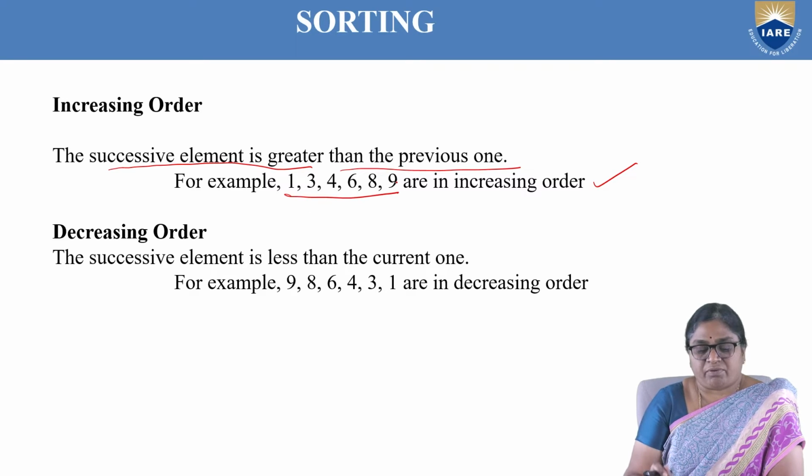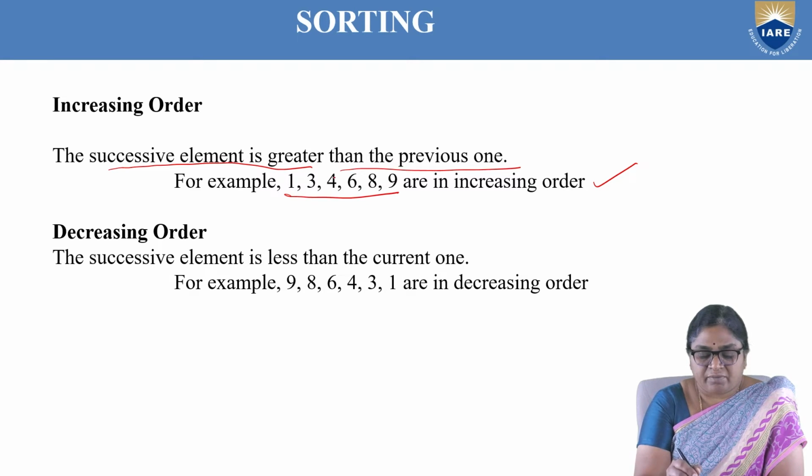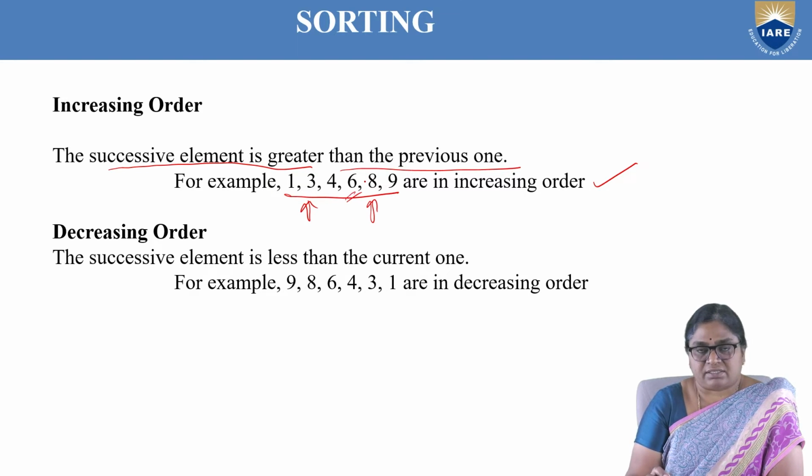Here is an example: 1, 3, 4, 6, 8, and 9. Take any element, let us take 3. It is greater than the previous element. Take 8. It is greater than its previous element 6. Like that, if every element is greater than its previous element, then we say that the list is in increasing order, strictly increasing order. Coming to decreasing order, if the successive element is less than the current one, then we'll call that order decreasing order.